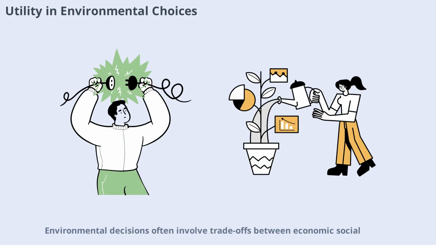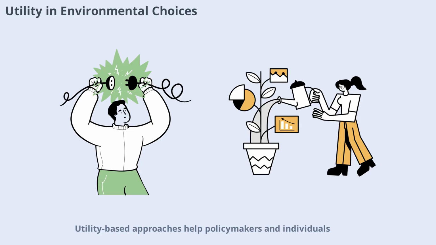Environmental decisions often involve trade-offs between economic, social, and ecological factors. Utility-based approaches help policymakers and individuals weigh these factors to make sustainable choices. For example, choosing between renewable and non-renewable energy sources involves balancing cost, convenience, and environmental impact. Utility theory provides a structured way to evaluate these complex decisions.